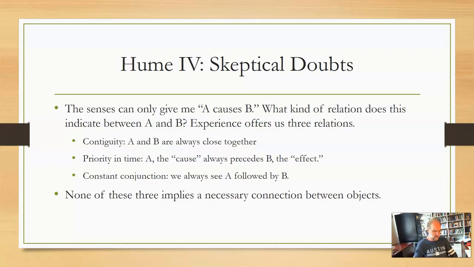But what kind of relation does this indicate between A and B? Experience, Hume says, offers us three sorts of relations. First, there's the relation of contiguity, for A and B are always close together, right? The cause and the effect always occur right together, one after the other. Okay? Second, there's priority in time. For A, the cause, always precedes B, the effect. And third, this one's important, there's constant conjunction. For we always see A followed by B. But what about the basic notion of causality? That causality is some kind of a necessary relation. Okay? That is, what about any necessary connection between A and B?